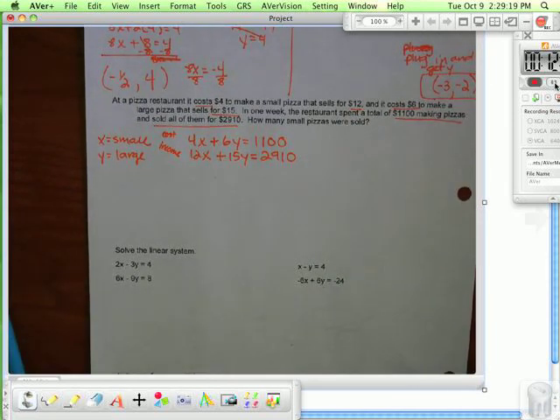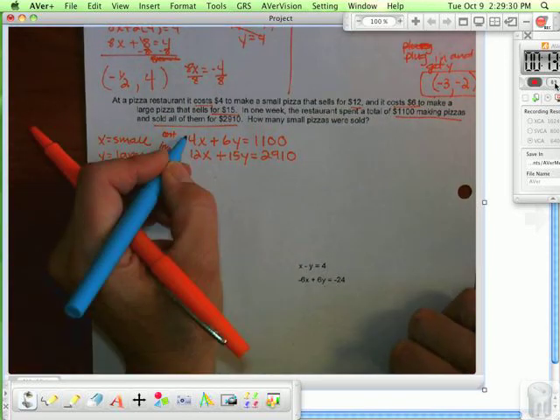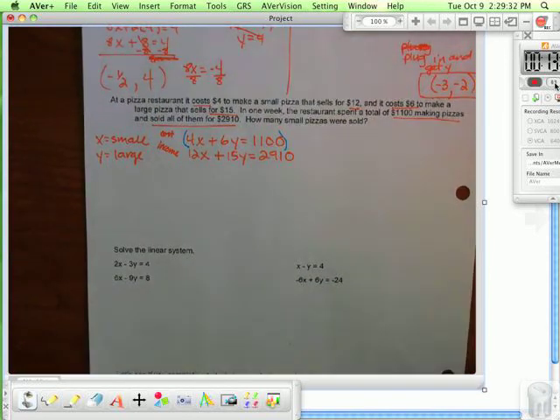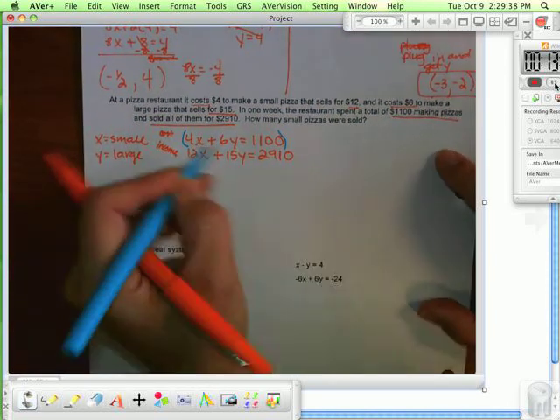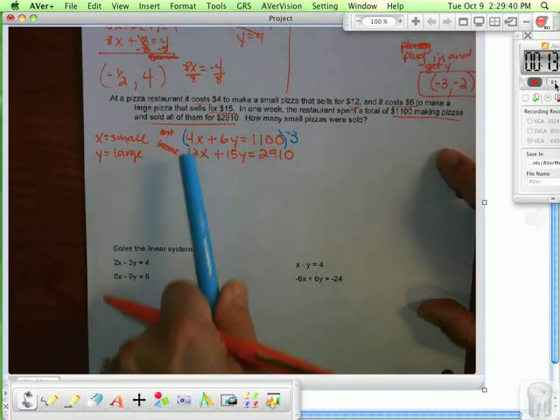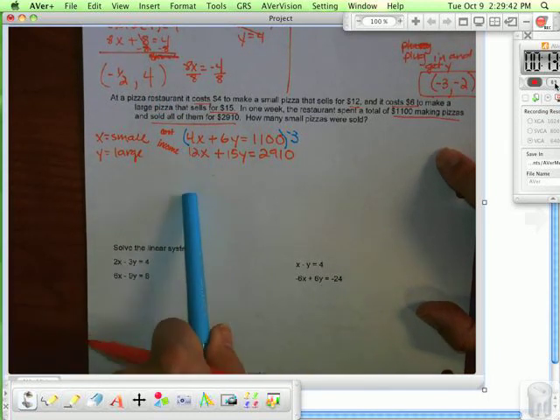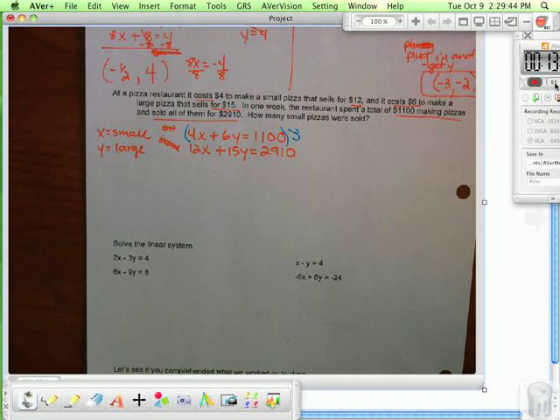Okay? Probably, what would you multiply through to get rid of something? 4 by 3. 3. What kind of 3? Yeah, I would have to multiply by a negative 3, so this will go away. Okay? I'm not going to finish this. Do you think you can finish it on your own? Okay. This is what you would get.